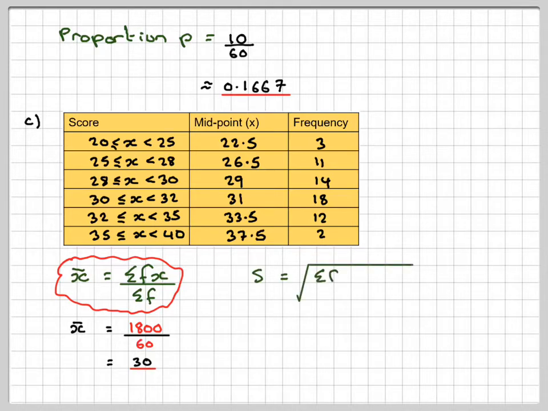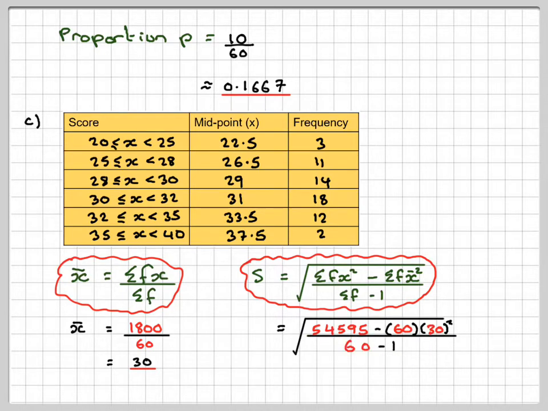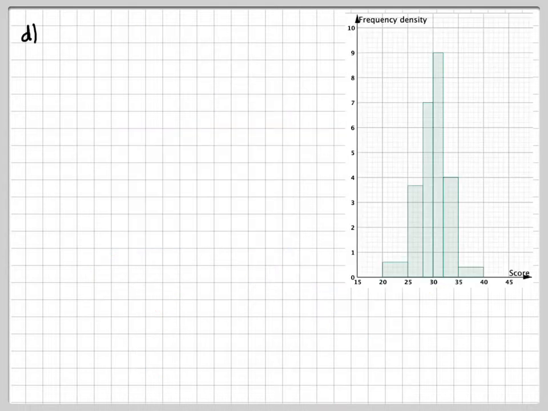The formula for standard deviation is this. Given the variance on the exam script, just remember you need to take the square root and change the n's to sigma f. Putting in those values from the calculator, you probably won't do this in an exam because you probably won't have time. And then that gives an answer of 3.1756, which is 3.18.